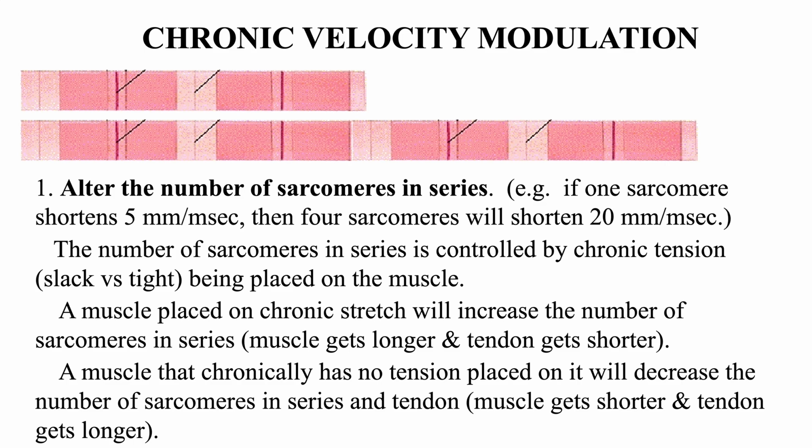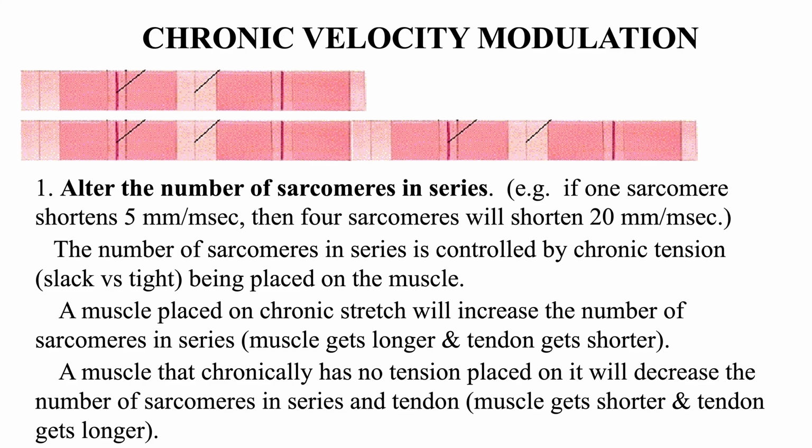Okay, and so just know, more sarcomeres in series means they're all going to shorten faster. It's going to increase the velocity of shortening. And that tension is accomplished via stretching, strength training, and overall just activity.